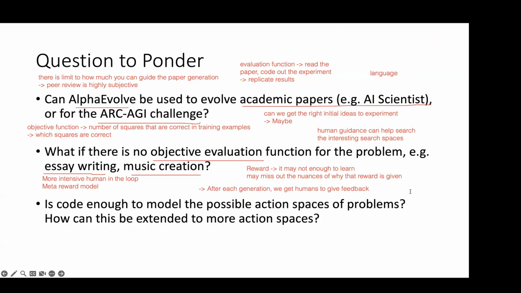During deployment or during training? During deployment. I see. Yeah, so it's something like you're actually doing this every time you talk to ChatGPT.